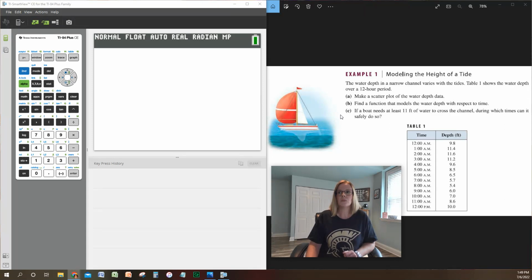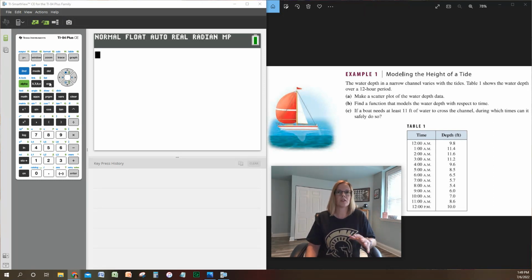And then for part C, we're going to actually answer a question about this situation. If a boat needs at least 11 feet of water to cross the channel, during which times can that be done safely, okay? So very first thing we're going to do is we're going to put the information in this table into our calculator. So to do that, you're going to go to the left-hand side of the screen now.